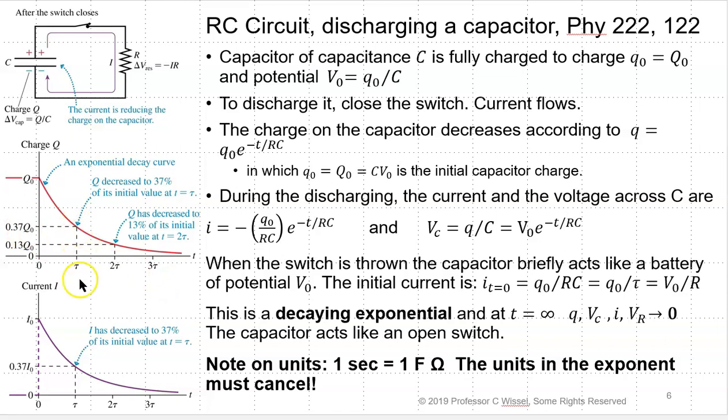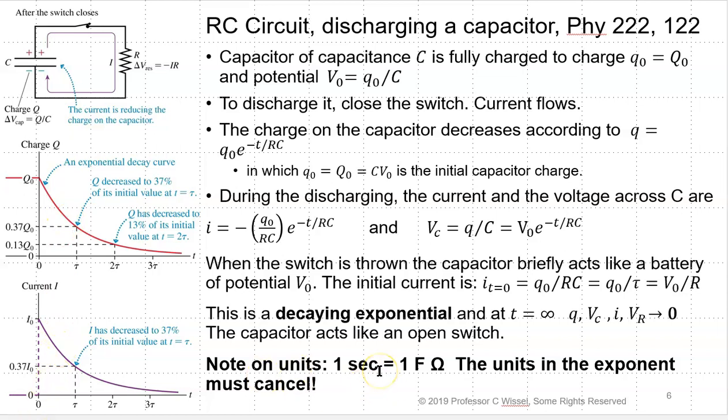Also notice that after one time constant, 1 tau, you're down to 37% of the initial charge. After 2 time constants, you're down to 13% of the initial charge. Now, later we'll have a slide showing this calculation. Here, of course, is the current in terms of the time, again in terms of time constants. After 1 time constant, you're down to 37% of the initial current. Both of these are decaying exponentials.